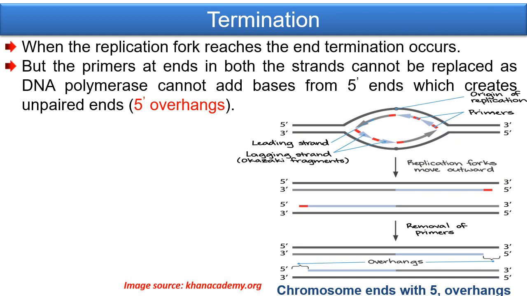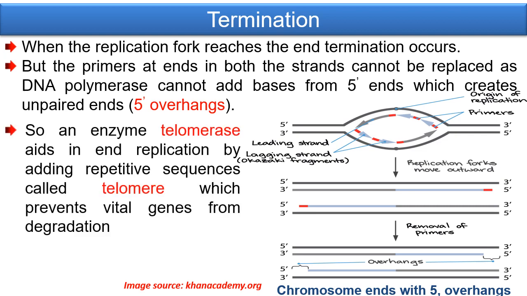Polymerase cannot sit at the end as there is no primer available, and it also cannot extend the 5' hydroxyl end of the existing nucleotide. So here comes the problem, which is called the end replication problem in eukaryotes, and it is overcome by an enzyme called telomerase, which helps in adding repetitive sequences called telomere, which acts like a cap for eukaryotic DNA and prevents the vital genes from degradation. So after adding this telomere, the process of replication stops.